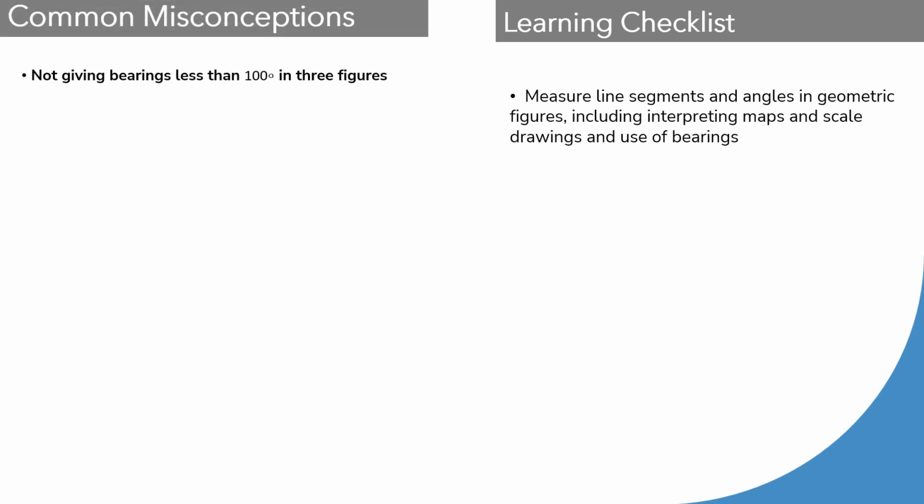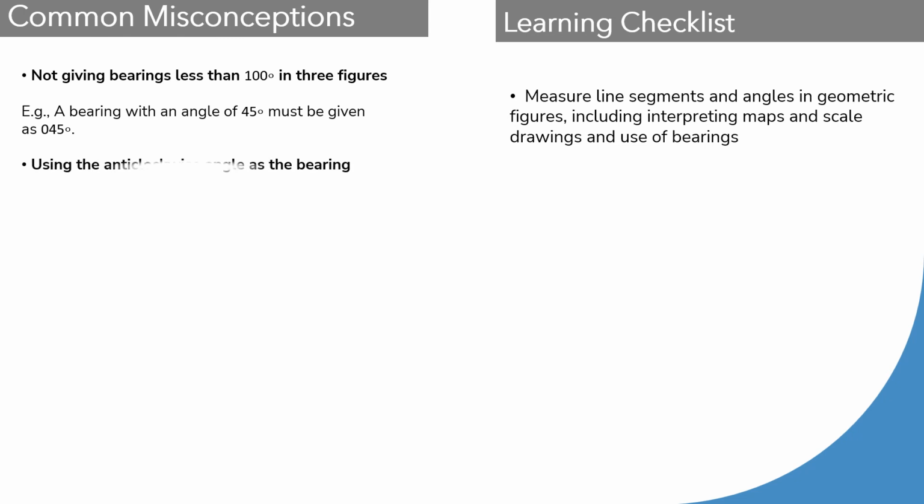Not giving a bearing less than 100 degrees in 3 figures. That is the most common mistake which students make, where if the answer is 45 degrees, you should have written 045 degrees. Otherwise, though your answer is correct, in bearings you won't get the marks.